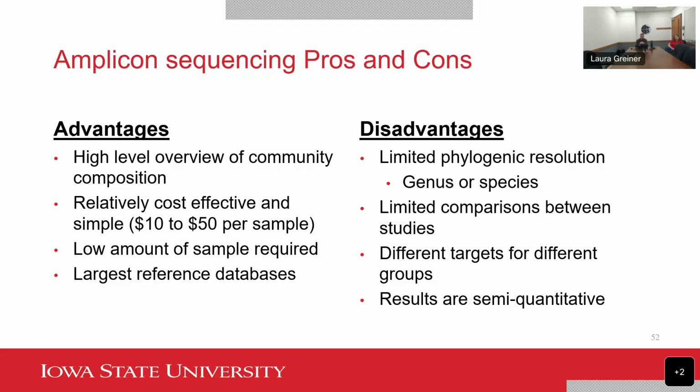But it's also important to recognize the disadvantages that come with it, as with everything. There is, again, limited resolution with this analysis, where we can really only see genus and species level identification. Depending on some of the approaches you use, there may be limitations in terms of comparing studies. And if we're interested in bacteria and maybe viruses or fungi, we would have to use different marker genes and sequence the samples multiple times to do that.